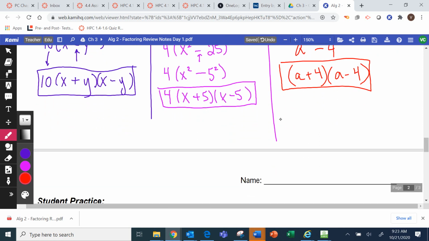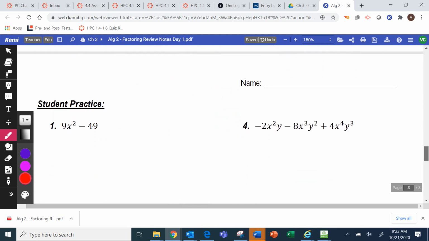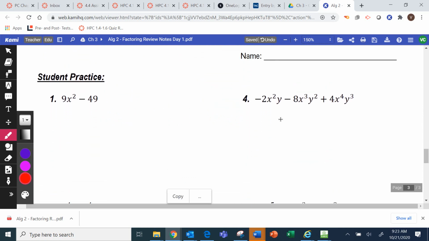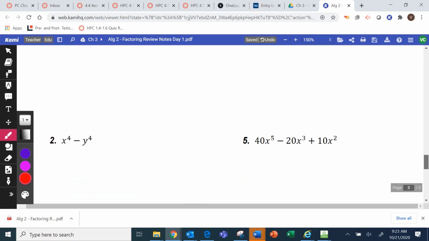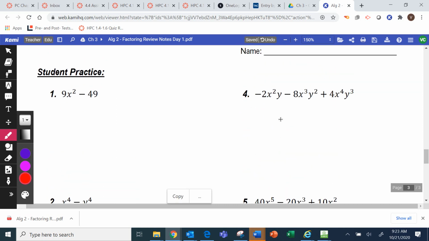Okay, that's almost what your assignment's going to be like, only this is more of what your assignment's going to be like. It's going to be like all the different ones mixed together. So we're going to look at the first one. 9x squared minus 49. What is our very first thing we need to do? What should we do?